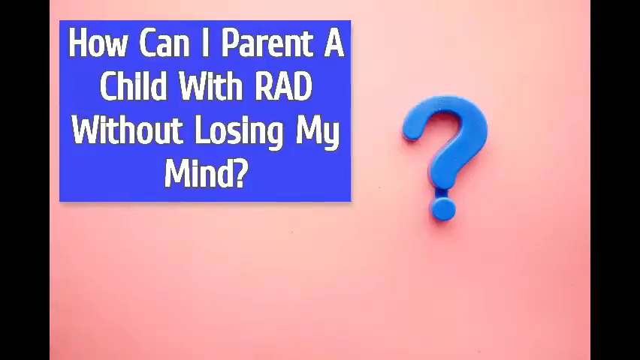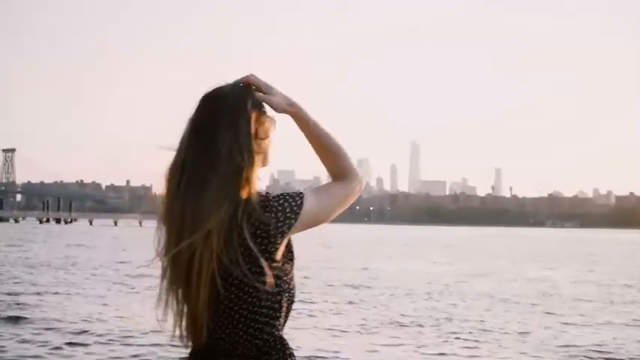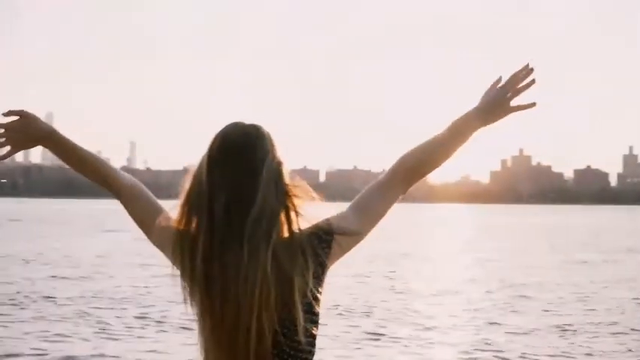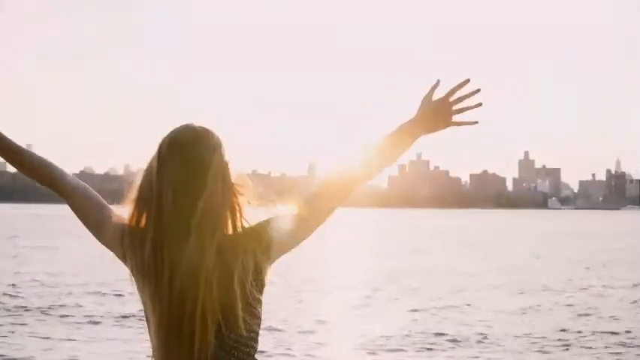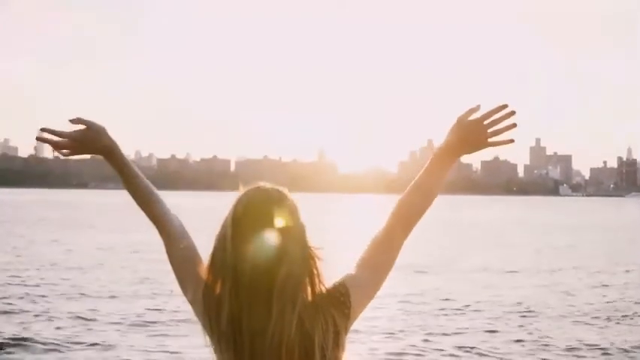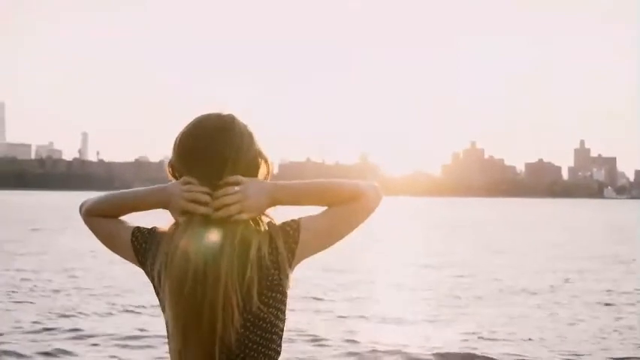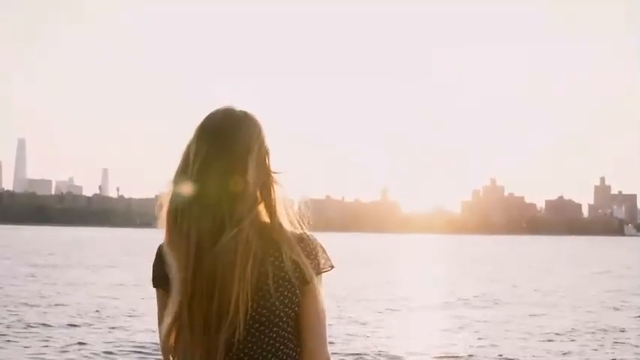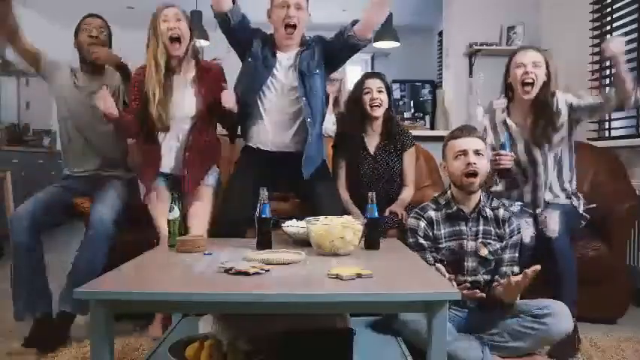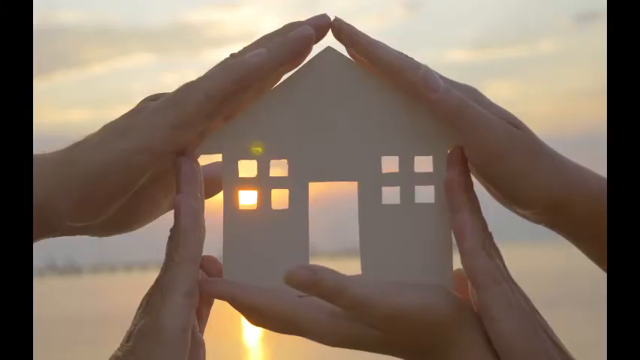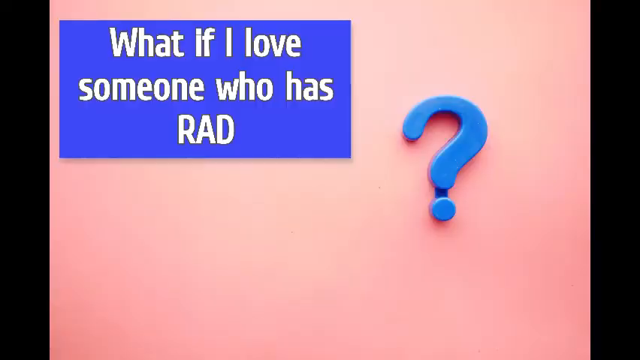How can I parent a child with RAD without losing my mind? Parenting a child with RAD is extremely difficult because the children lack the means to form healthy attachments or reciprocate love. Many parents honestly admit, "I hate my RAD child," or wish to give the child away or give them back. Parents and family members, including siblings, of children with attachment issues need a high level of support from the community around them.